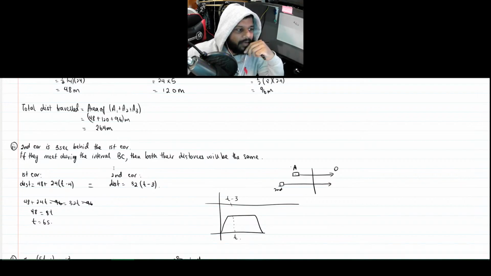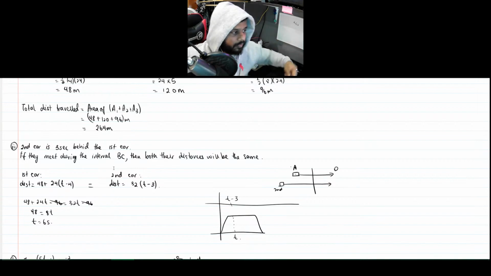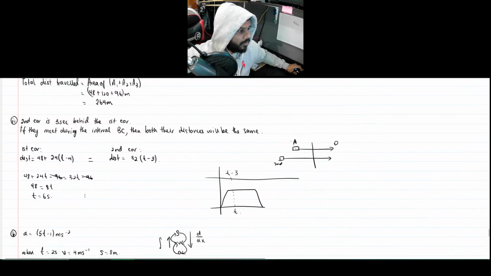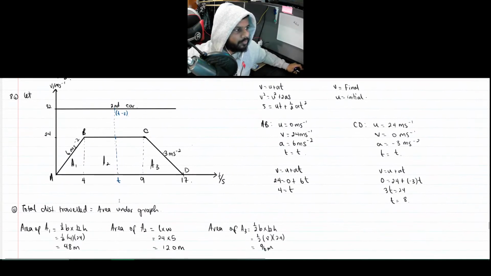So the first car will have a distance of 48 because that's the distance of the first portion of the graph, plus, again, distance by time. If I represent the time that they meet as t, then the distance will be t minus 4 for the first car with respect to the graph. Do I have a graph here? Yes, I do. Let me say this is the second car here. I'm just illustrating the second car traveling at a velocity of 32 meters per second. Both of them will intersect at some time t.